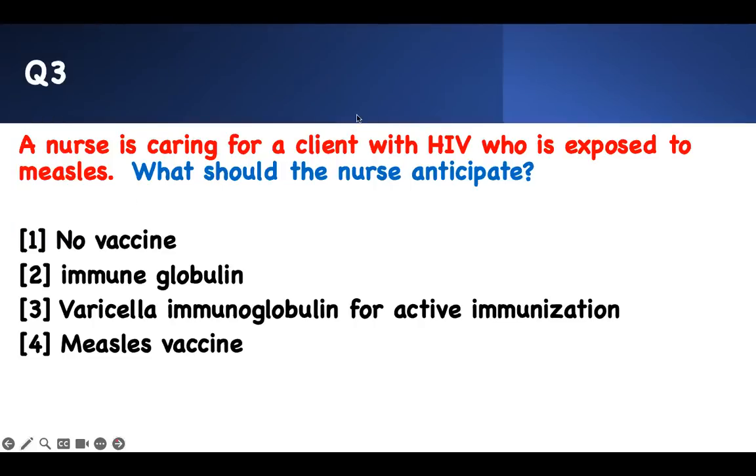What is the concept for this? What should the nurse anticipate? A nurse is caring for a client with HIV who is exposed to what? Measles. Concept: HIV exposed to measles. What do you anticipate? The patient with HIV is immunocompromised.